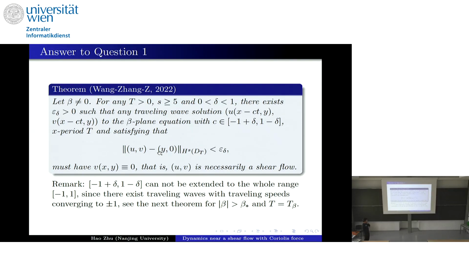The reason is that if we take some Love number and some Coriolis parameter, there exist some traveling waves with traveling speed converging to minus one or positive one.